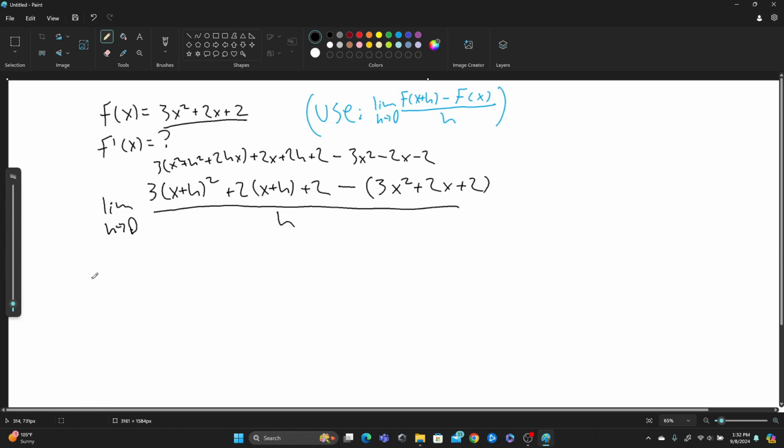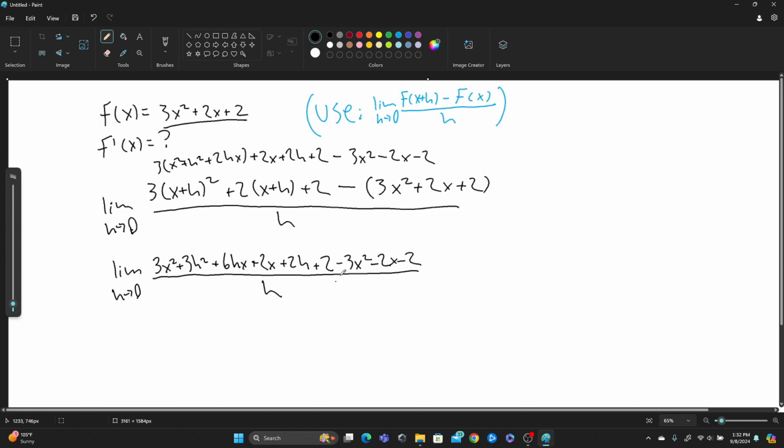So now let's rewrite that down here. We're making sure we show all of our steps. It's all going to be over h. And let's also distribute this 3 while we're at it. So we're going to have 3x squared plus 3h squared plus 6hx, because we had 2hx, so 3 times 2 is 6hx, plus 2x plus 2h plus 2 minus 3x squared minus 2x minus 2.